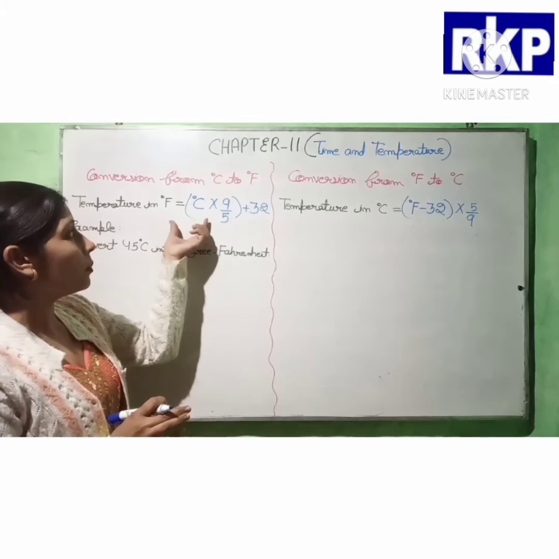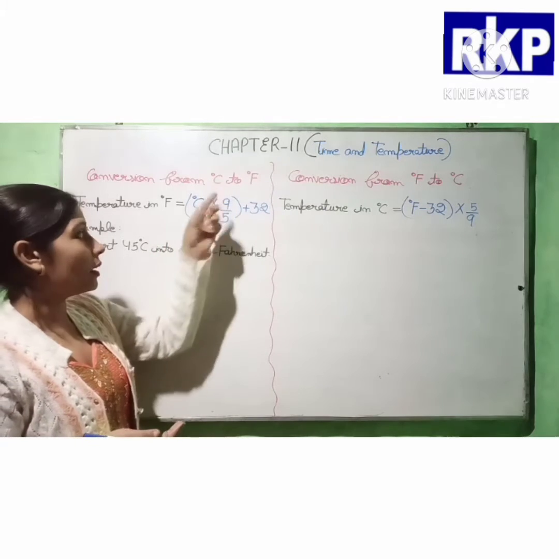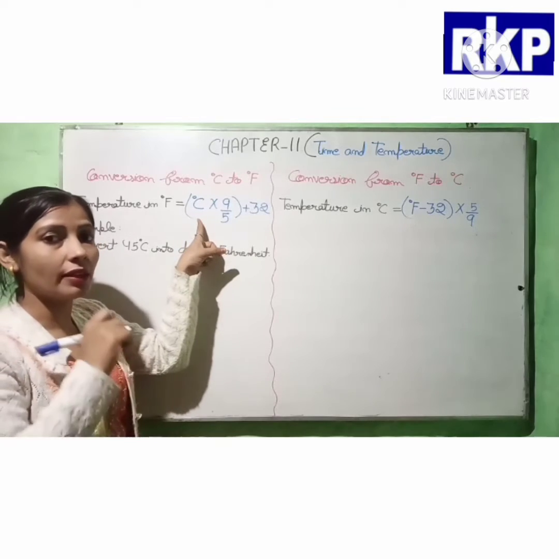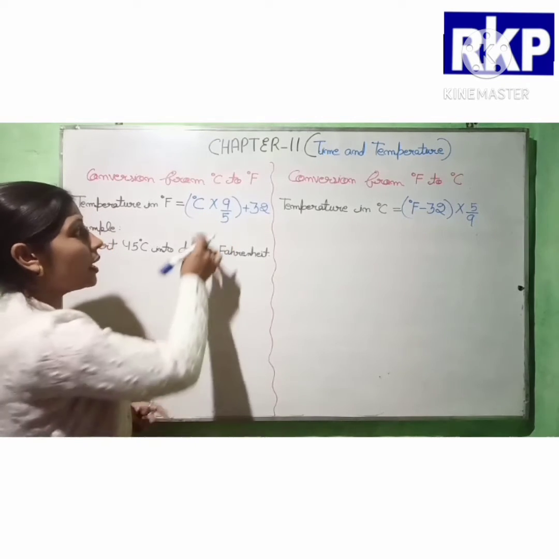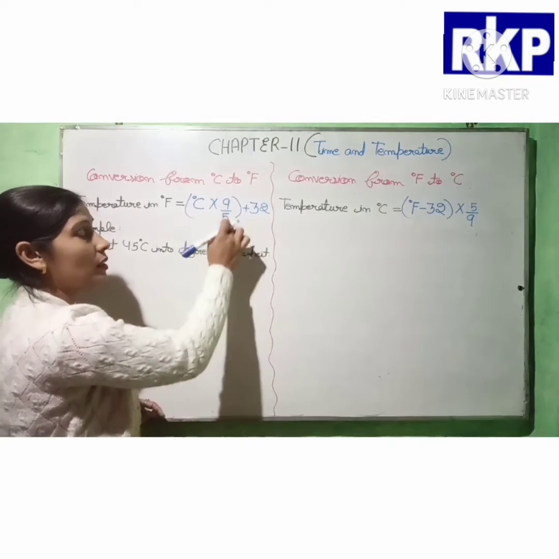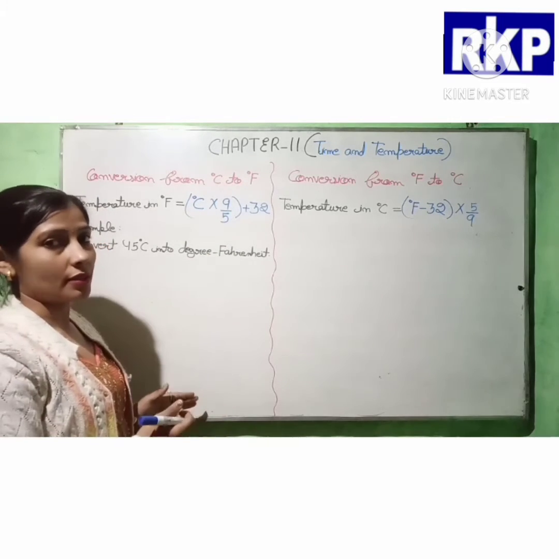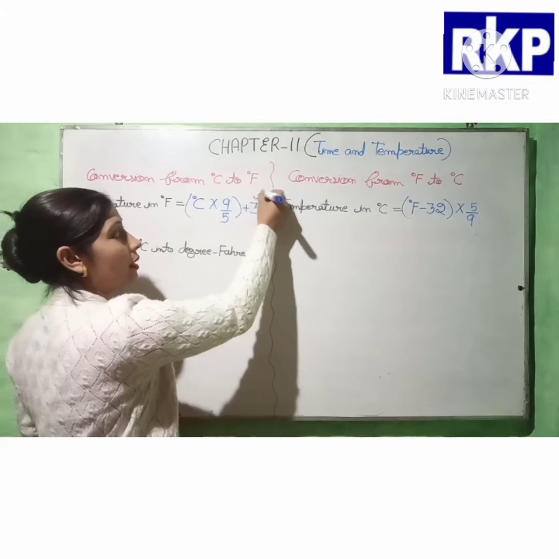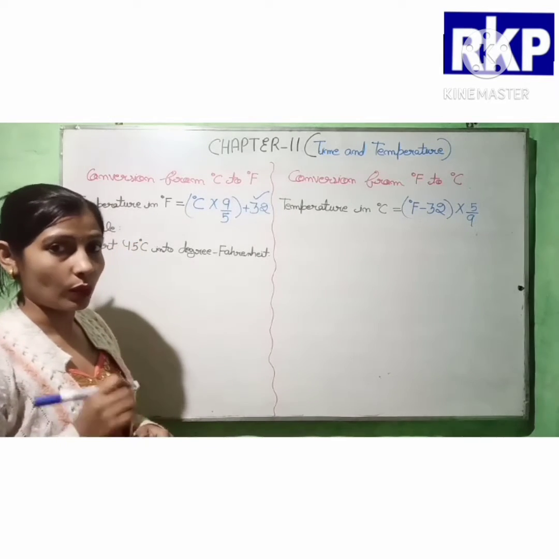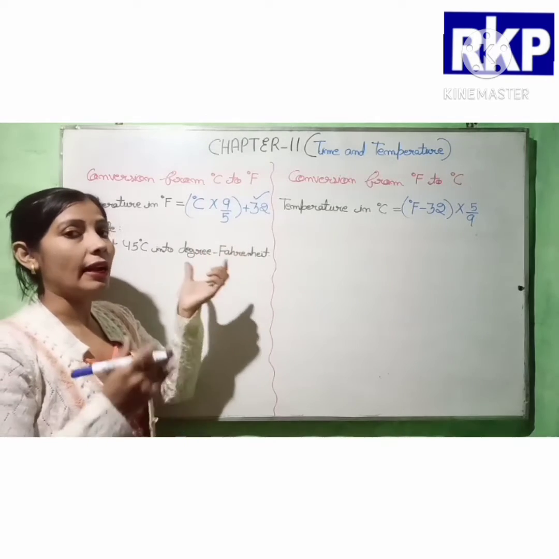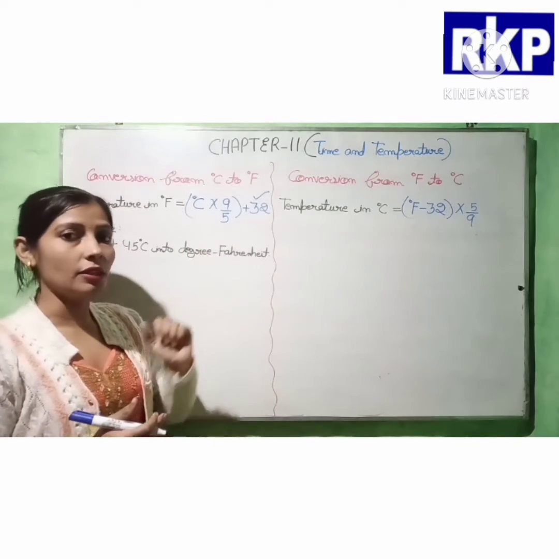Our temperature here is according to degree Celsius. So here we have to write the given temperature and then we have to multiply it with 9/5. And after that, in the answer we get, we have to add 32. First we have to multiply with 9/5 and then we have to add 32.